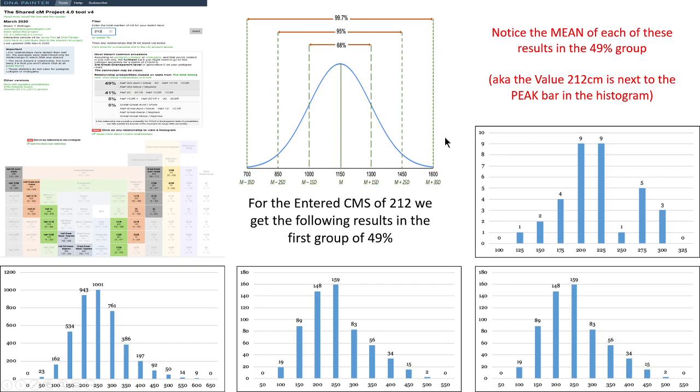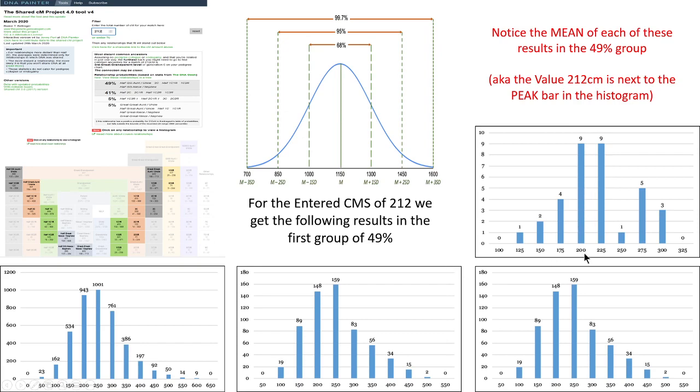So those first two are reciprocal. So I only use one of the charts because the chart's exactly the same. All right, so here's the chart for those. Notice the mean for each group, which means the peak. See right here, the peak. Notice the peak value is next to the peak.